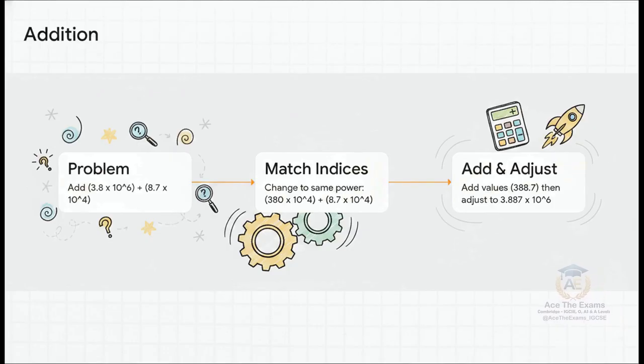We simply add the front values, 380 plus 8.7, to get 388.7. Finally, we must adjust that back into strict standard form, shifting the decimal 2 places left to give our final perfect answer, 3.887 times 10 to the 6th.